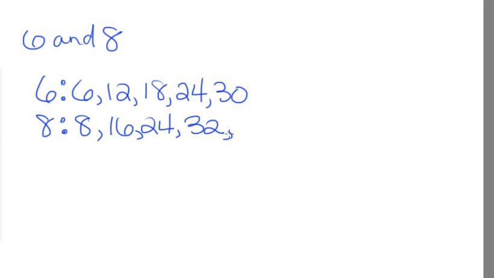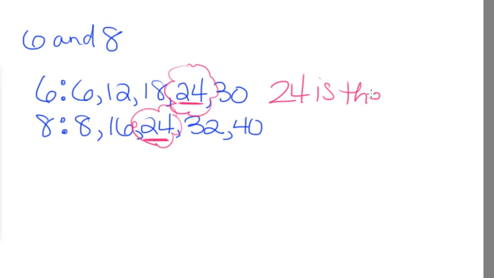We know that the 4th multiple of 8 is 32 and that the 5th multiple is 40, but we don't even need to list that because at this point you may notice that the multiple of 24 is appearing in both lists of 6 and 8. So we know 24 is the least common multiple, or LCM. 24 is the least common multiple of 8 and 6.